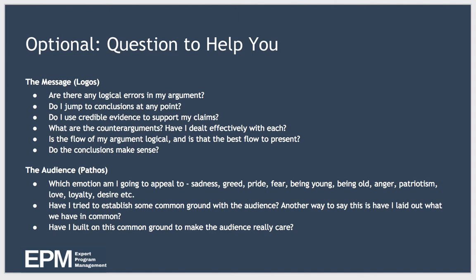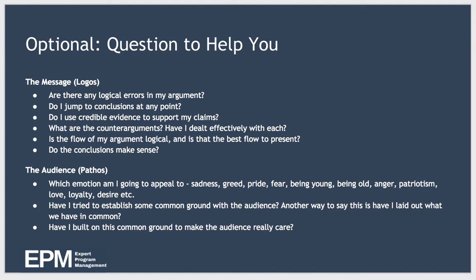Now, when it comes to pathos and your audience, here you're trying to present your argument in a way that emotionally appeals to your audience. So some of the key questions to ask to keep yourself on track with this appeal are: which emotion am I trying to appeal to? Is it sadness, greed, pride, fear, being young, being old, anger, patriotism, love, desire, etc.?